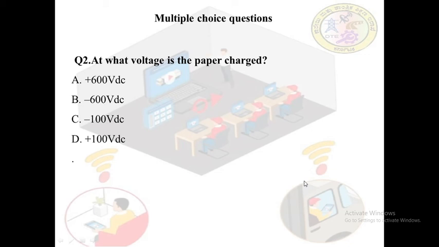Question 2, at what voltage is the paper charged? So the paper is charged, it's a direct question. The paper is charged at a voltage of plus 600 volt DC.